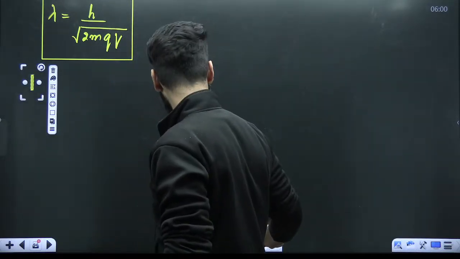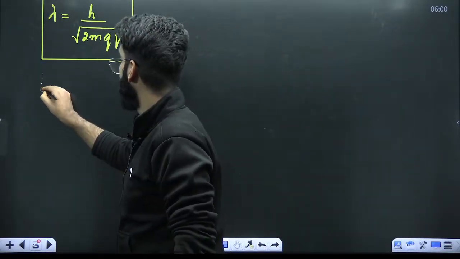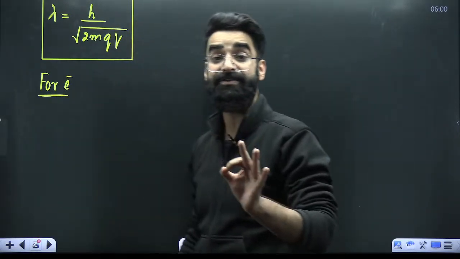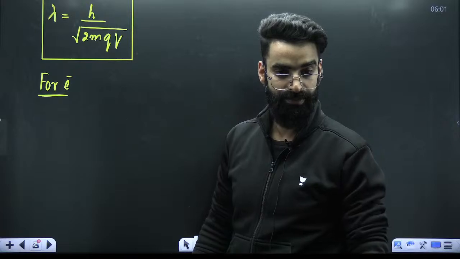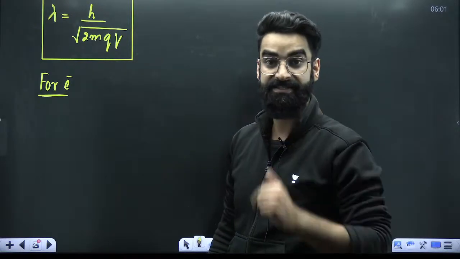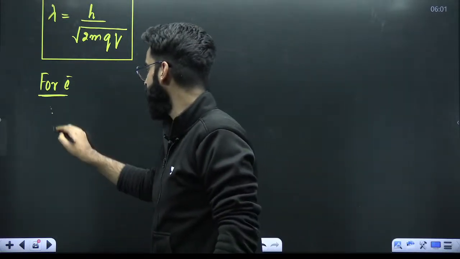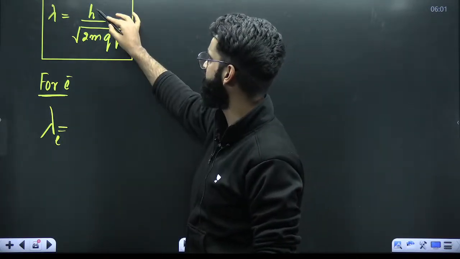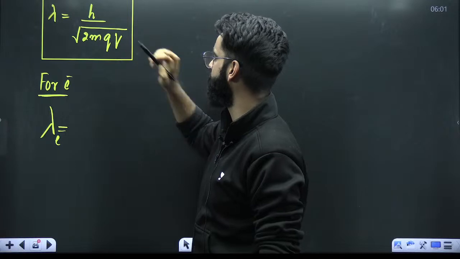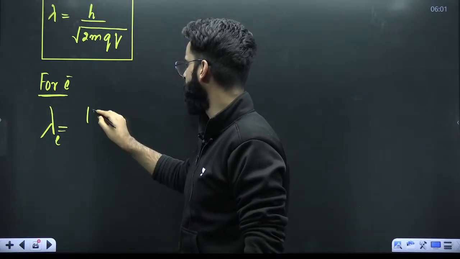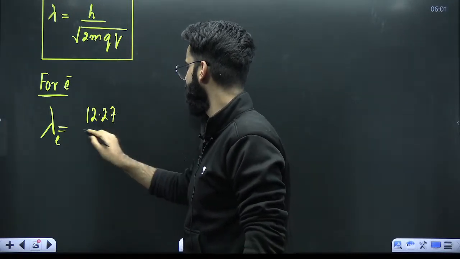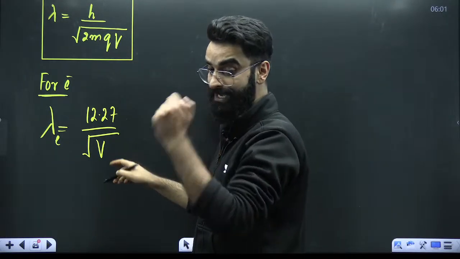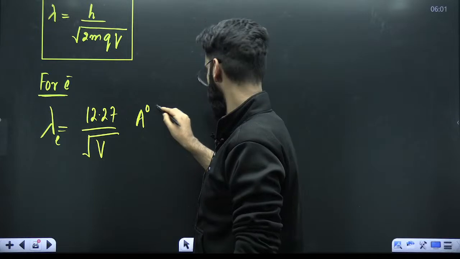For an electron, if the electron is accelerated at some potential difference, at that point, de Broglie's wavelength associated with the electron will be equal to h, which is a constant, the mass of the electron you know, the charge on the electron you know, right? It will be equal to 12.27 divided by the square root of V, where V is the potential difference at which the electron is accelerated, and this value will be in angstroms.